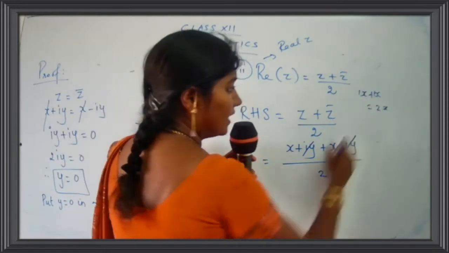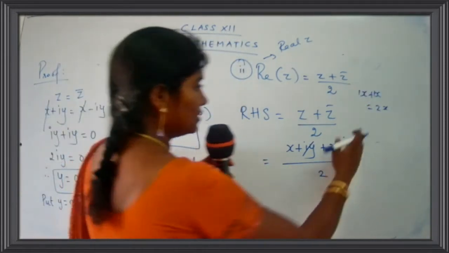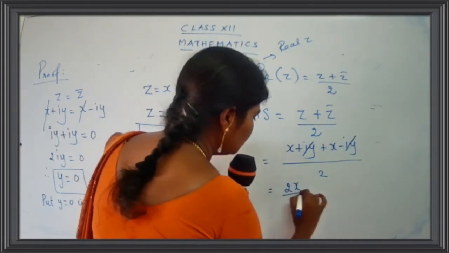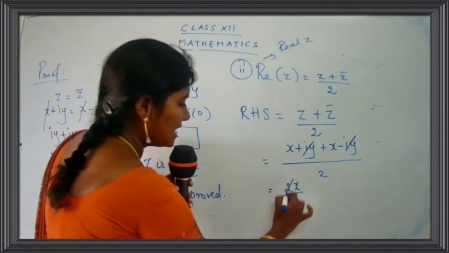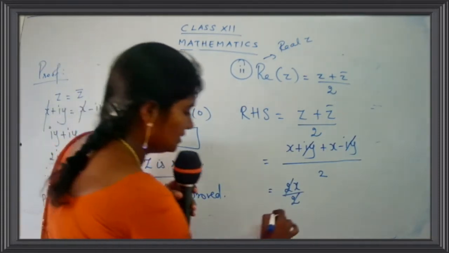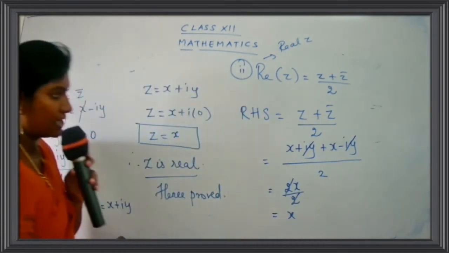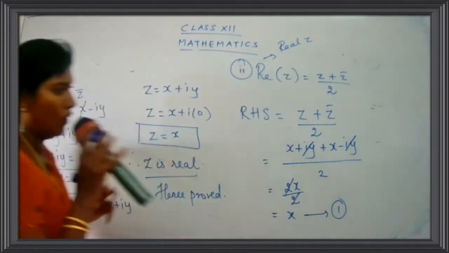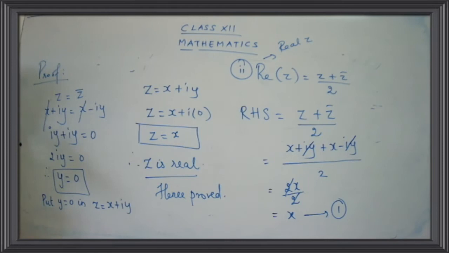That means 2x. So you are going to write down here 2x upon 2. So what gets cancelled? 2 gets cancelled. And what is the RHS you get here? It's x. Put this as number 1. We have solved the RHS part and we have got the answer as x. Done. Now, we are going to move to the LHS part.